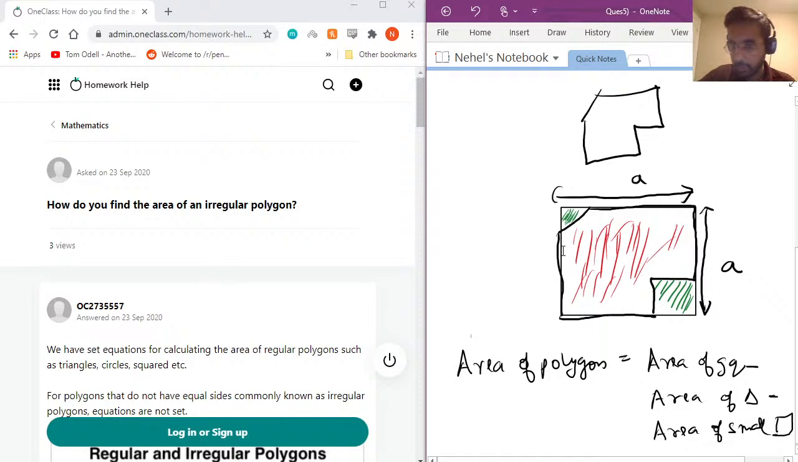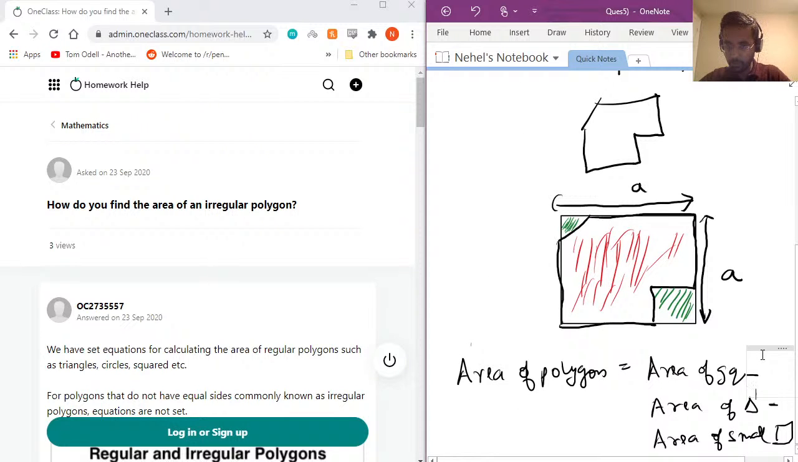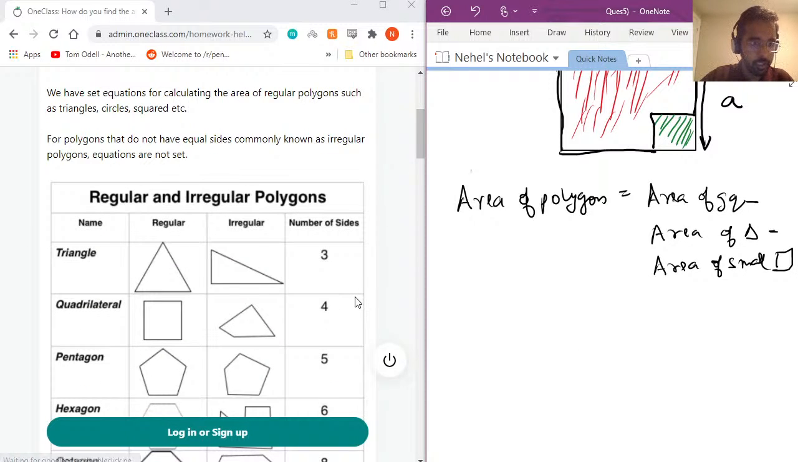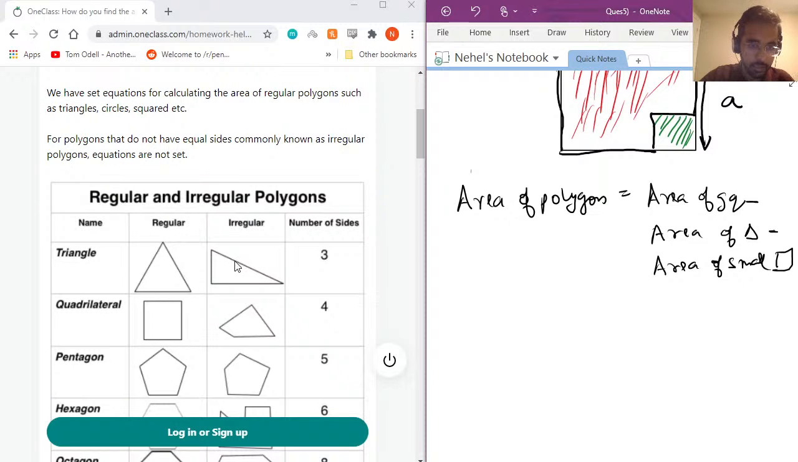So that's how we should approach these questions. We need to visualize them as a regular polygon first and then look at the cutouts as other regular polygons. In our case it was a triangle cutout and another square cutout here, and then use that to get to the final answer by subtracting the areas respectively. So that's how we would go about this question. I think this text also provides a similar explanation. Let's go through it. We have some, so this is a regular, this is an irregular.